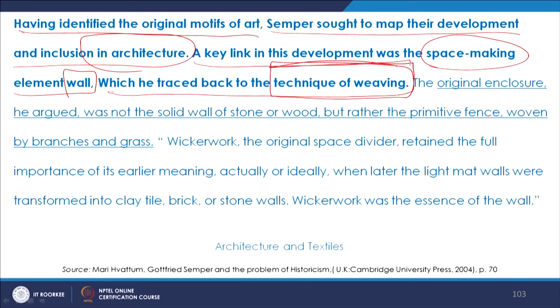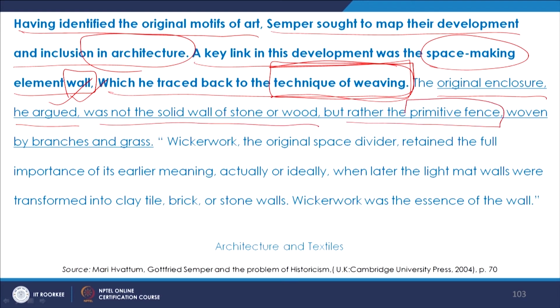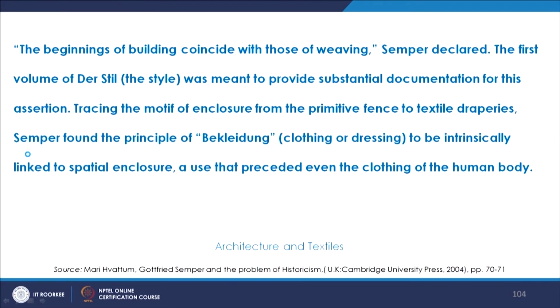So, the technique of weaving, the role of the knot, and then trying to explore the structure within the technique of weave making to create an enclosure and a space-making element like a wall. The original enclosure, he argued, was not the solid wall of stone or wood, but rather the primitive fence woven by branches and grass. So, again, the very important role of weaving as a technique which contributed to space making.